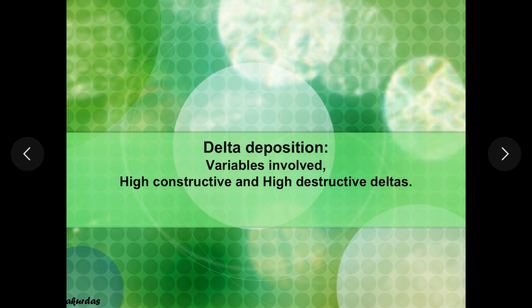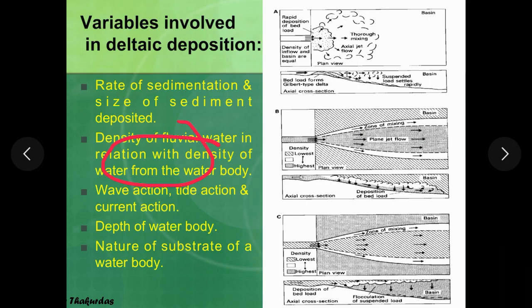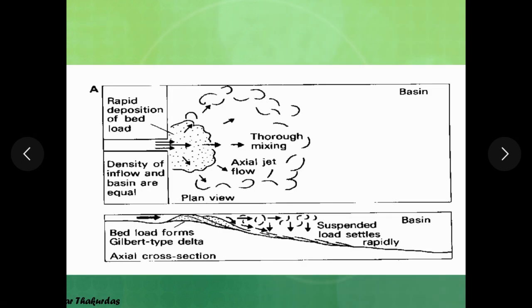Then there is a nature of substrate, that is the basement of the basin. If it is subsiding or when it is uplifting due to tectonic activity. So based on these possibilities you get to see different types of deltas. Now coming back to this second point, as I told you, what happens when there is a mixing of fluids of two different densities. So there are three possibilities.